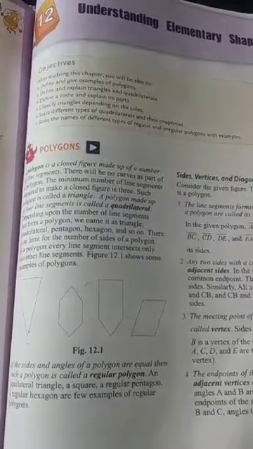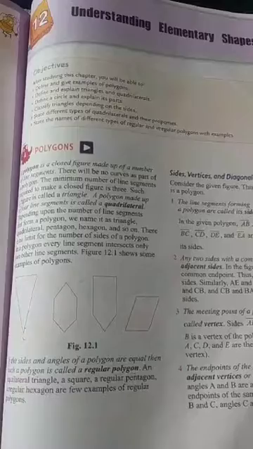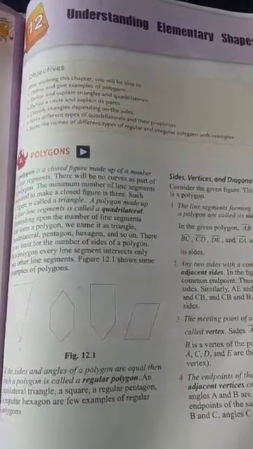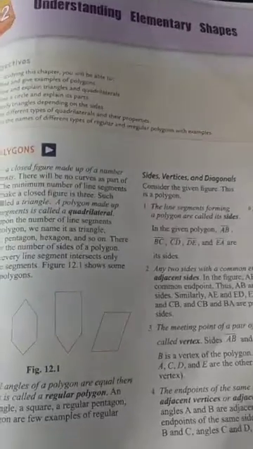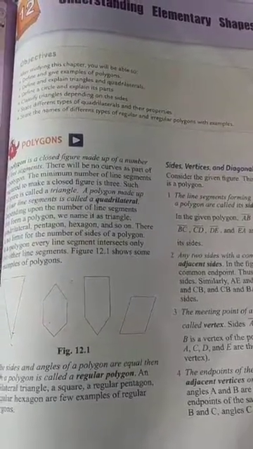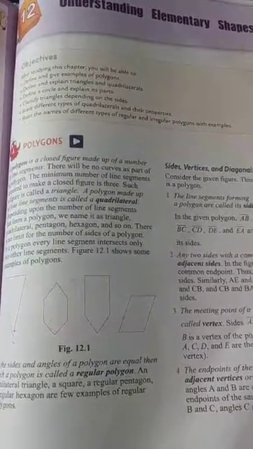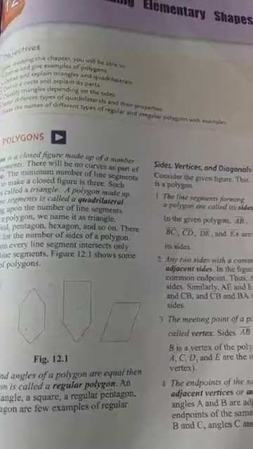Then there is one more concept, that is the regular polygon. A regular polygon is that polygon in which the sides and the angles are equal. If I tell you about a regular pentagon, a pentagon is made up of 5 sides, so all the 5 sides will be equal and the 5 angles will also be equal.